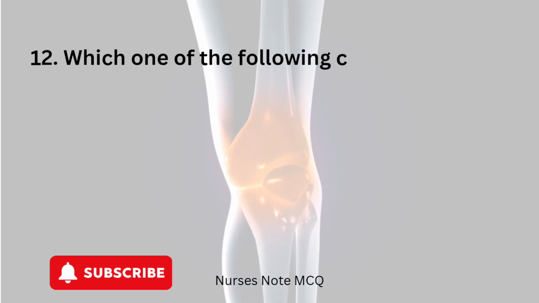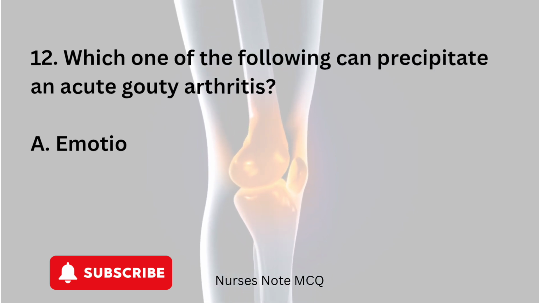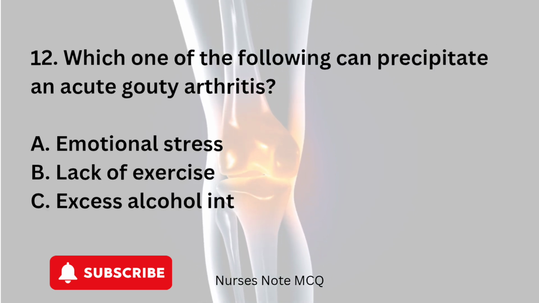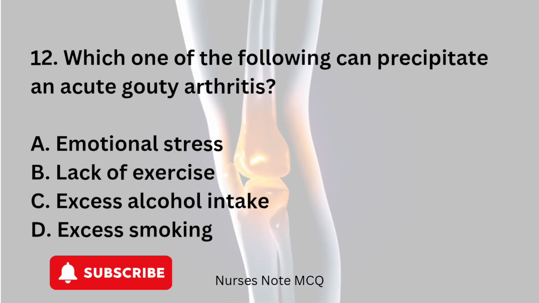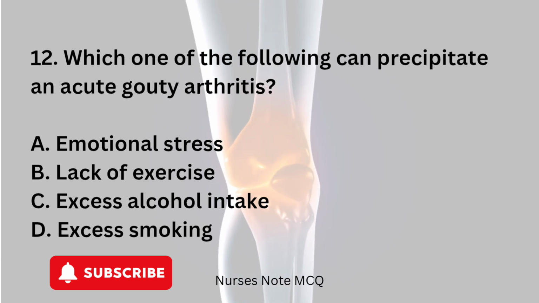Which one of the following can precipitate an acute gouty arthritis? A. Emotional stress, B. Lack of exercise, C. Excess alcohol intake, D. Excess smoking.